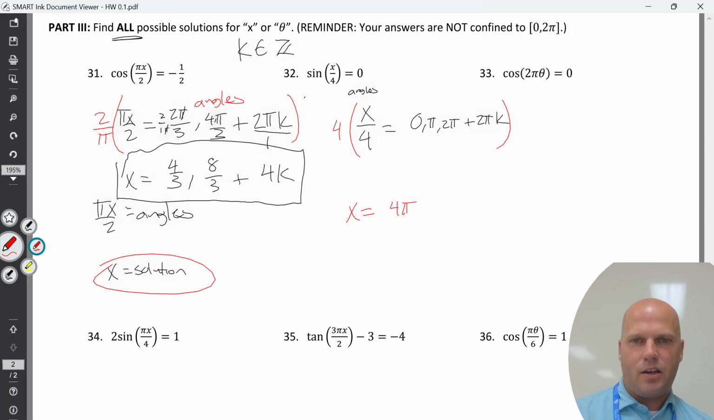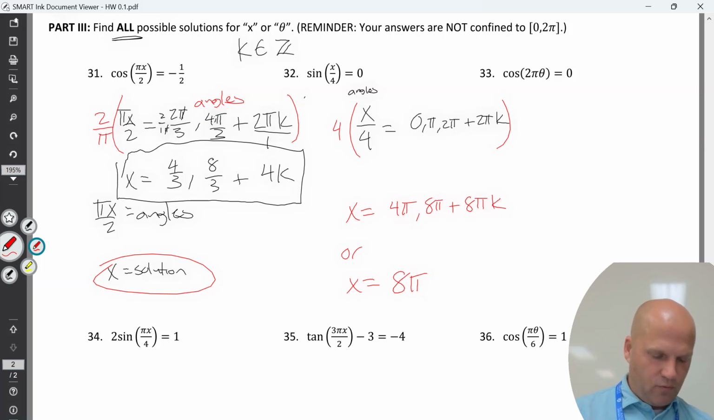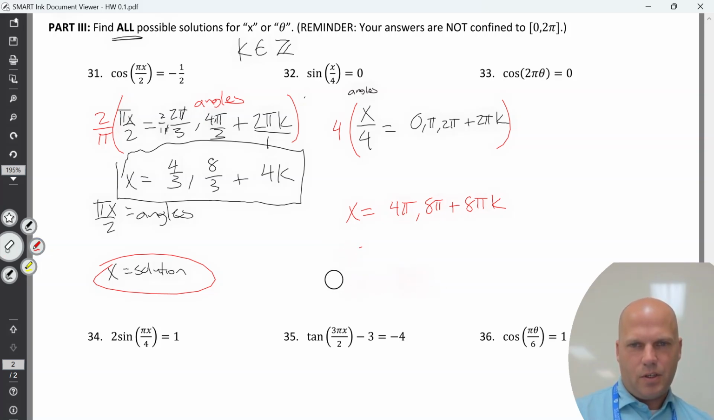I'll write it out here, but don't stress, this is correct. You can just say these are all multiples of 4 pi. But don't worry, it's fine. Just stick with this. I don't want to stress you out.